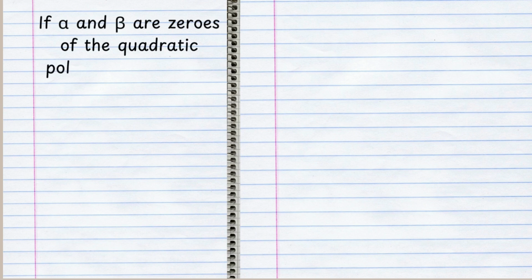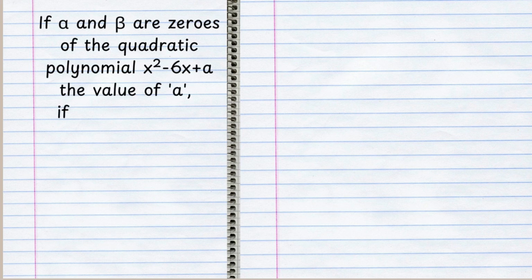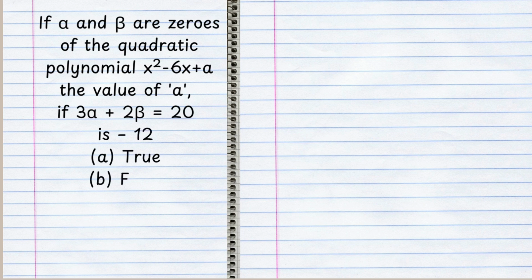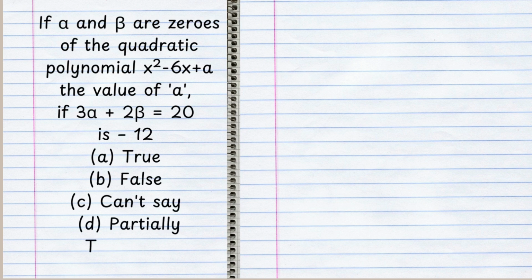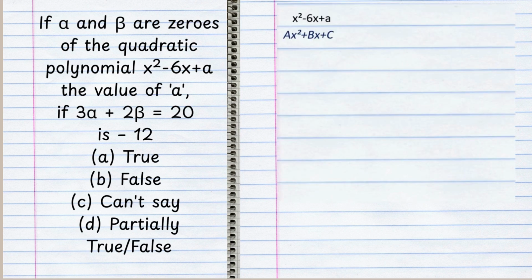Alpha and beta are the zeros of the quadratic polynomial x square minus 6x plus a, then the value of a if 3 alpha plus 2 beta equals 20 is minus 12. Option A, true. B, false. C, can't say. D, partially true or false.